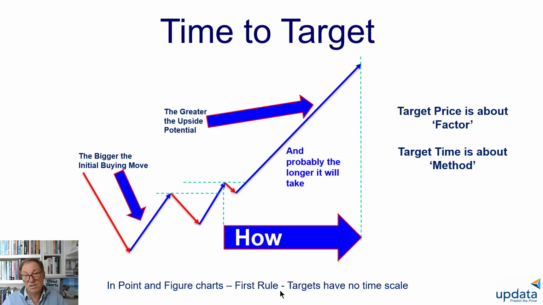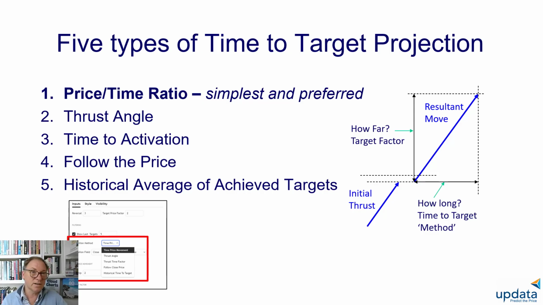In point and figure charts, the first rule is that the targets have no time scale, and this is something that we aim to try and understand. How long will it take? There are 5 types of time to target projection. My preferred one, which is the simplest, is a price time ratio. I like 2 to 1, which means that every 0.5% of price is 1% of time, which on a daily chart would be days. So 1% would take 2 days, if you like.